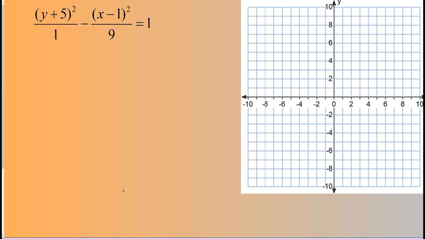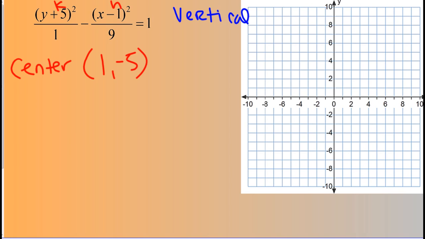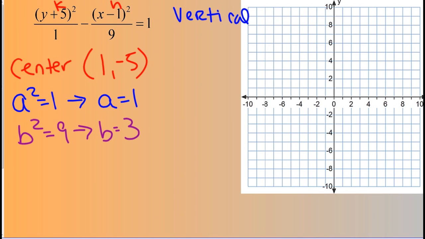So here we go. Y is first. So it is a vertical hyperbola. Okay. So starting with the center, remember when you are writing a vertical hyperbola and you're writing that center, you have to remember that that's your H and that is your K. You kind of have to switch the order. So it's going to be a 1, -5. My A squared is a 1, which leads me to have an A of 1. My B squared is a 9, which leads me to a B equals 3.